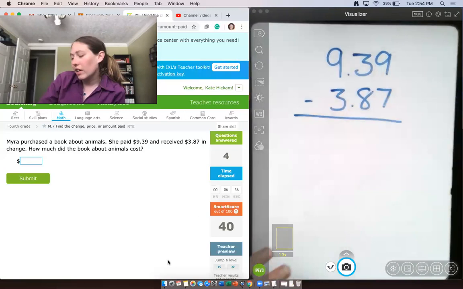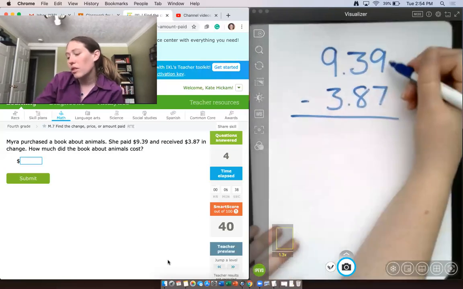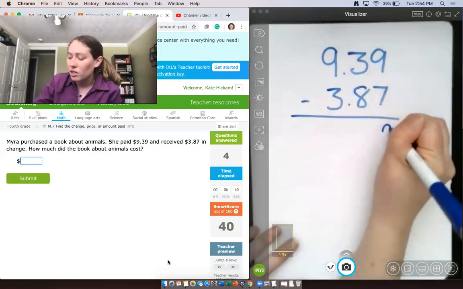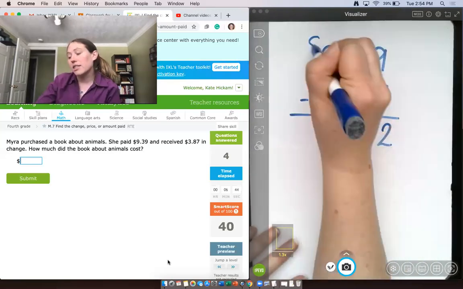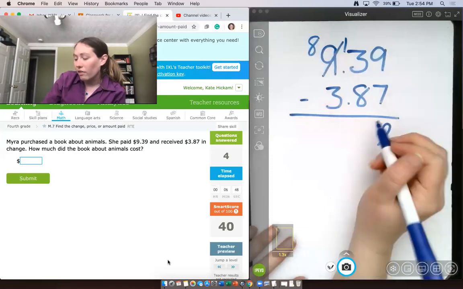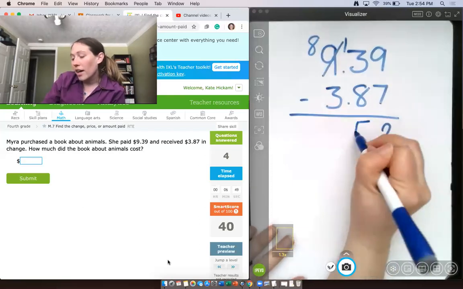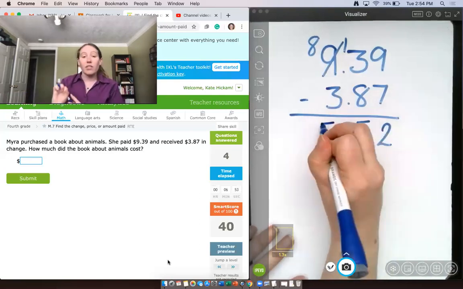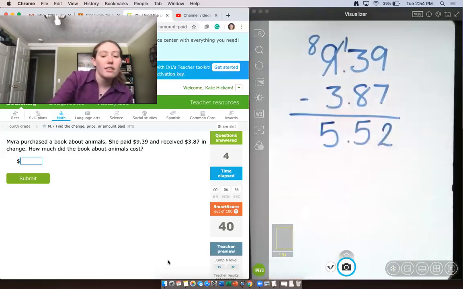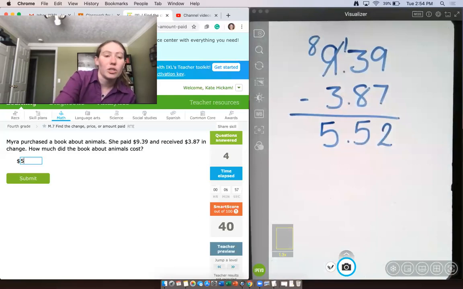9 take away 7 equals 2, write the 2. 3 take away 8 equals can't do it. Cross out the 9, write an 8, write a little 1. 13 take away 8 equals 5, write the 5. Bring down the decimal. 8 take away 3 equals 5, write the 5. So $5.52.